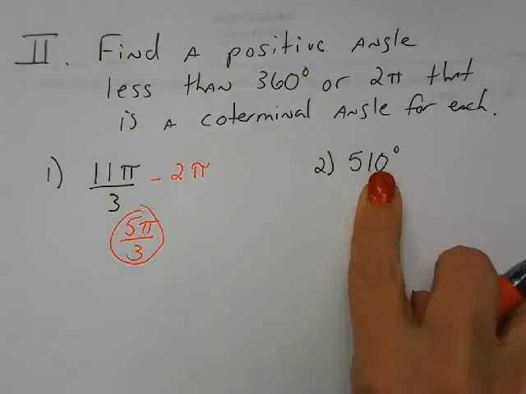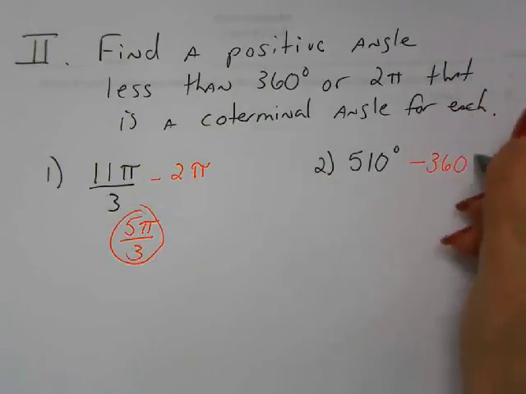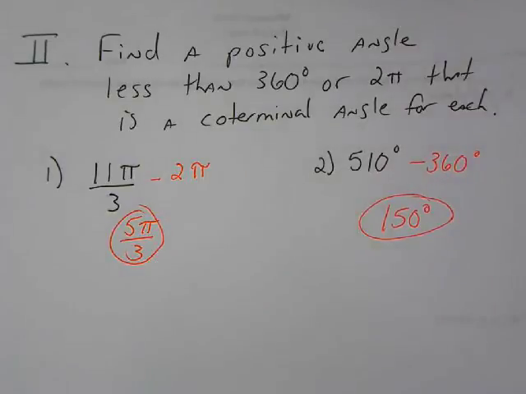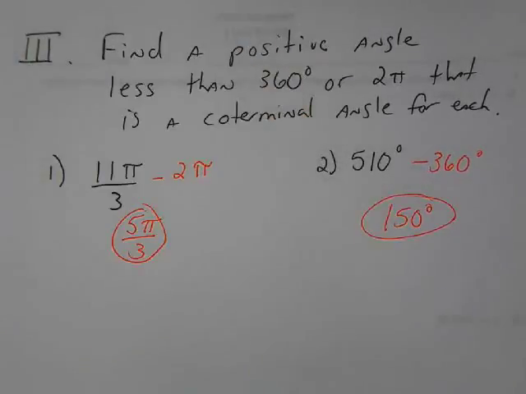If it's 510, instead of subtracting 2 pi, I'm going to subtract 360, and I get 150 degrees. So a coterminal angle just has to be less than 360, and it has to be positive. Okay, and that was actually part 3.